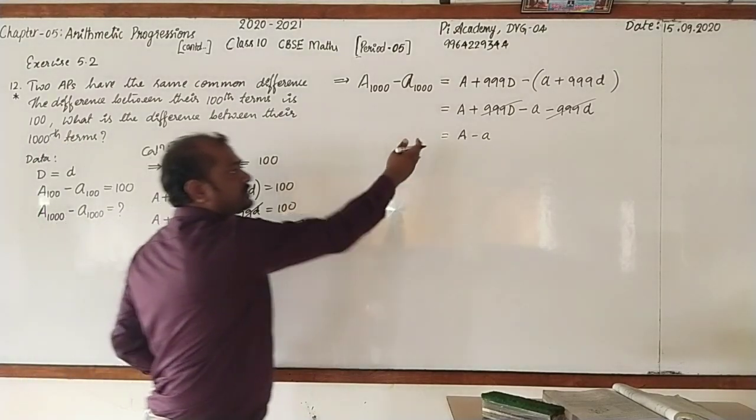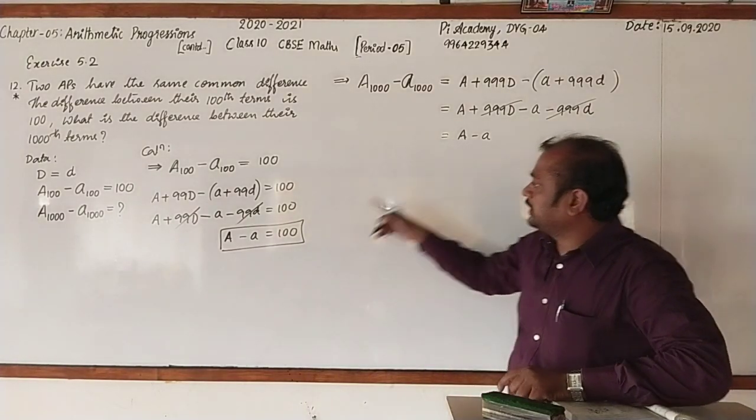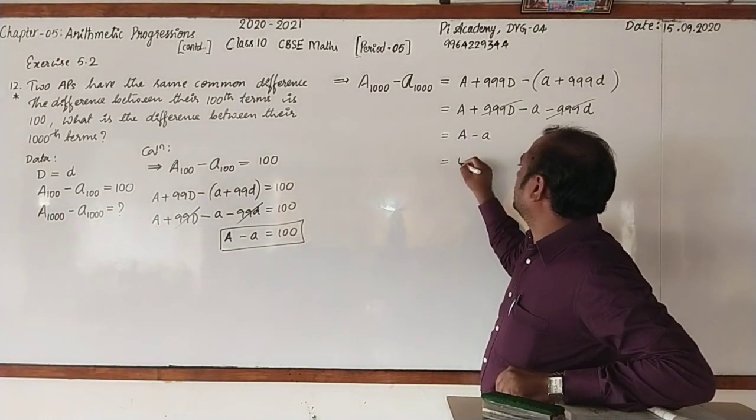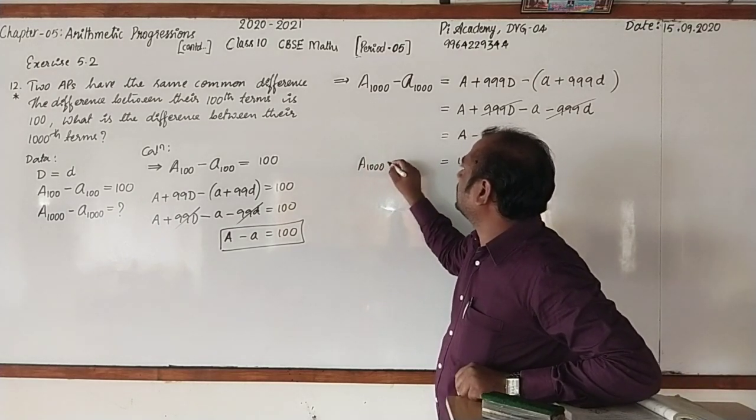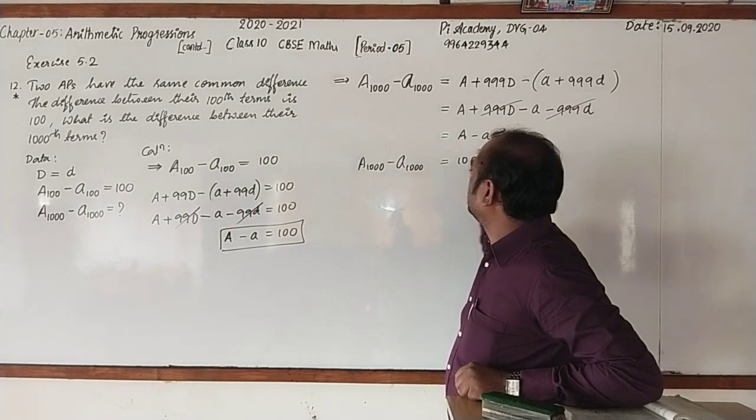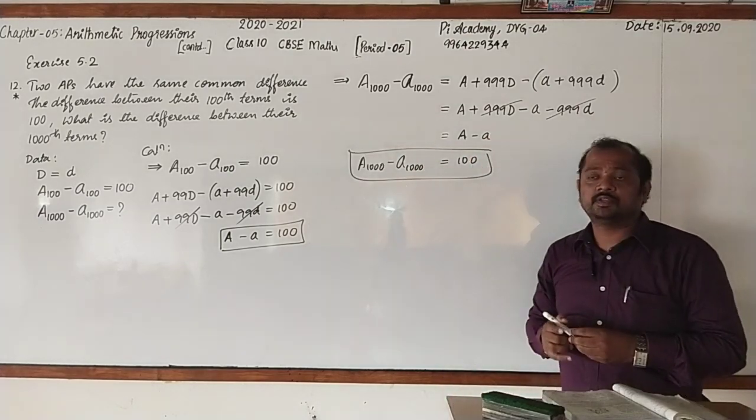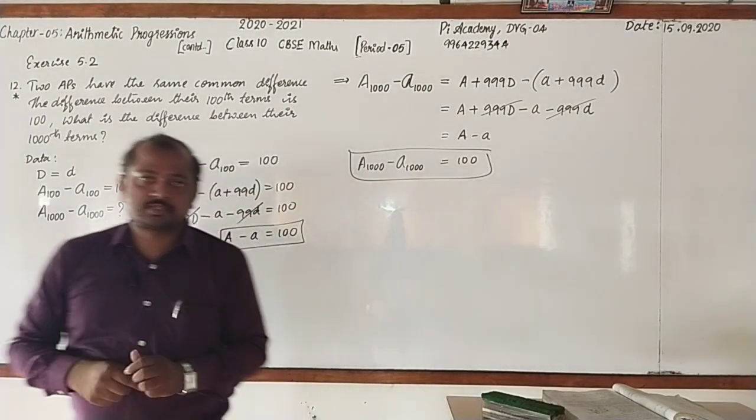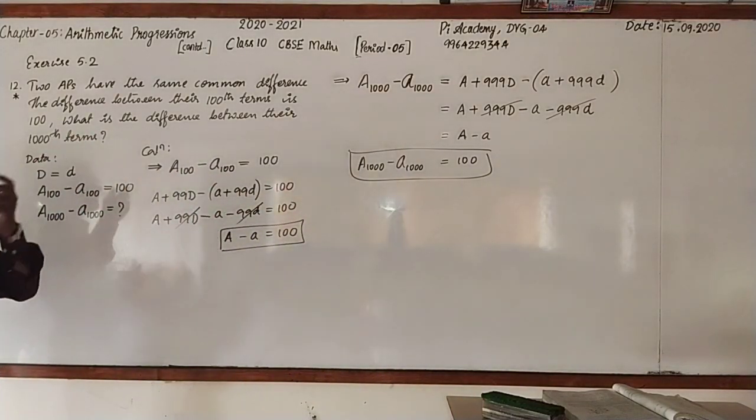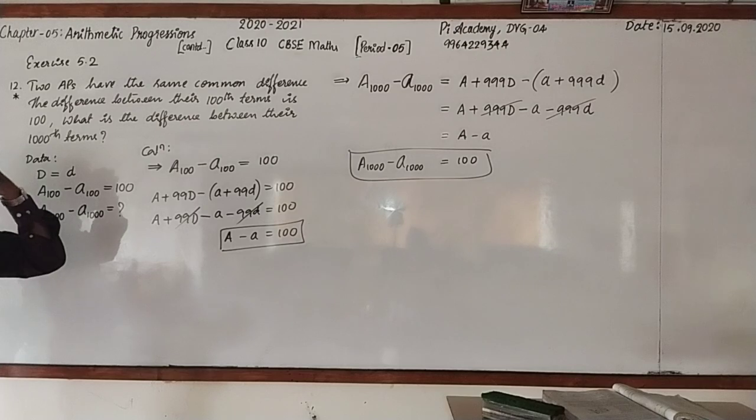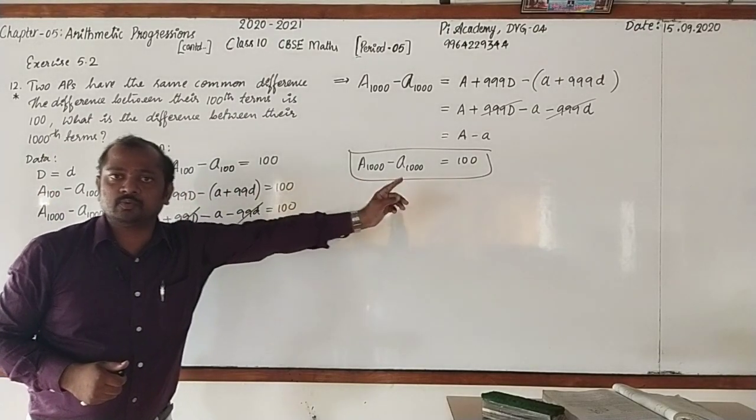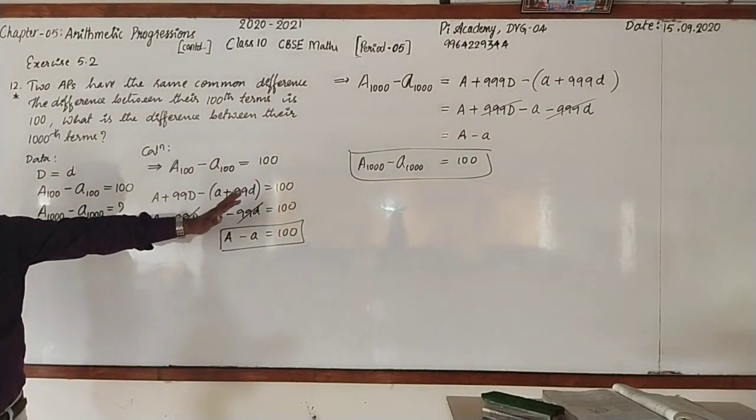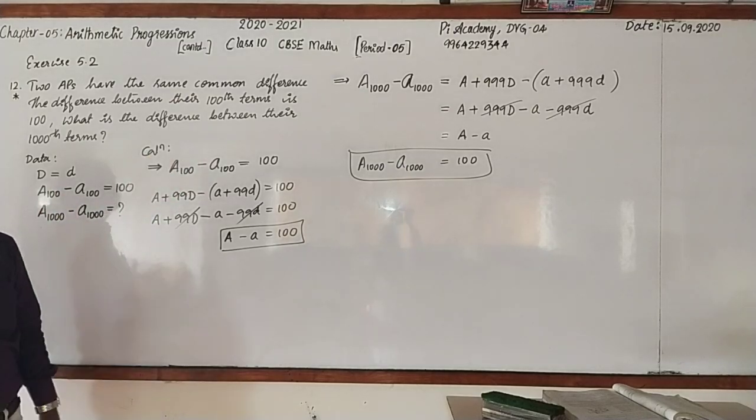Now I am going to substitute the same here. What is capital A minus small a? This is 100. So we can write a1000 minus small a1000 is equal to 100. Hope that you have understood. See, the difference between 100 terms is 100. For 1000 terms, many students will go for writing 1000, but it is 100 only. Clear? Yes, please copy this.